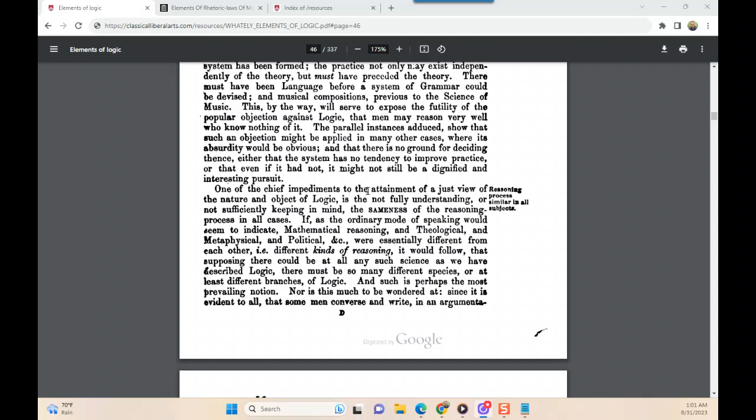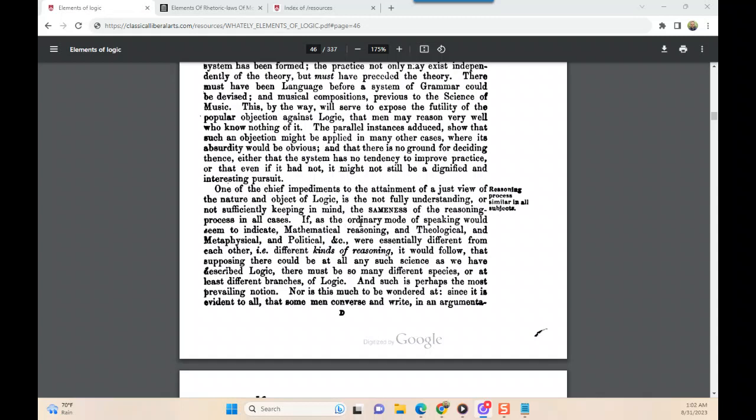One of the chief obstacles to the attainment of a just view of the nature and object of logic is not fully understanding or not sufficiently keeping in mind the sameness of the reasoning process in all cases. In other words, this isn't a mystery. Once we understand the process of reasoning, and we understand that that process is the same in all different areas, on all different subjects, the process of reasoning is always the same. Once we understand that, the greatest obstacle to the study of and use of reasoning is taken away.